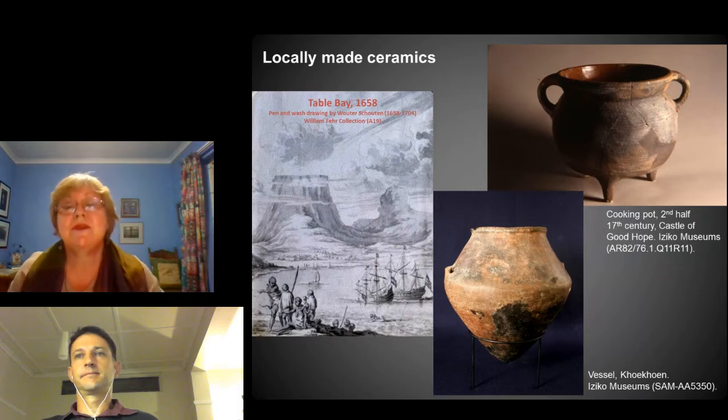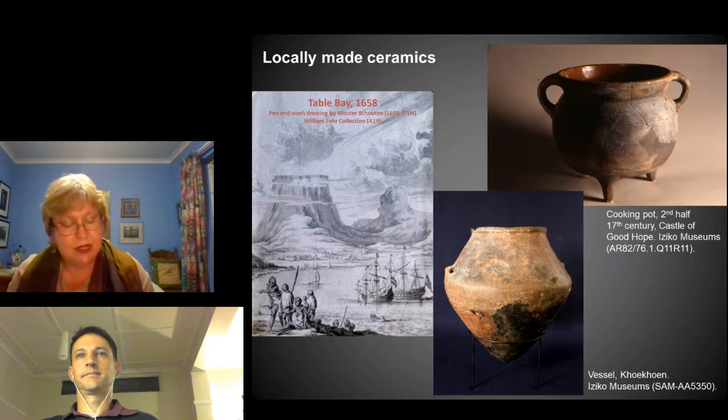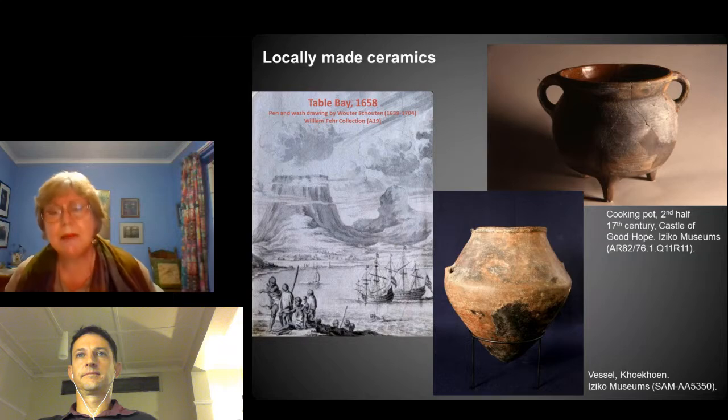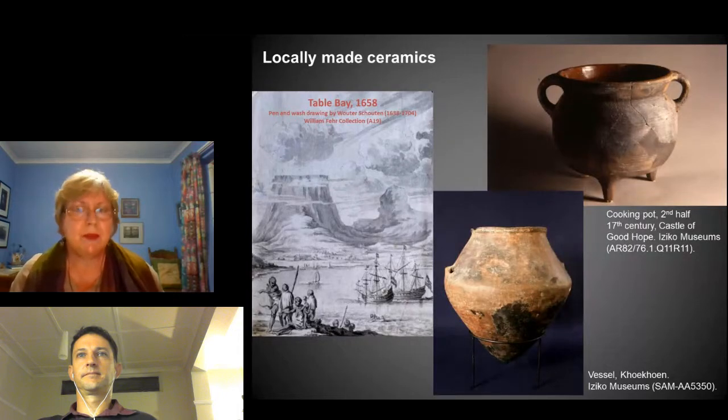And he wrote in 1663 to the Batavian authorities saying that he is in dire need of pottery and of potters, and that potters should be sent here. From 1665, it was recorded that pottery was made, such as the cooking pot that was excavated at the castle, illustrated here. And it was immigrant European potters that started the earthenware pottery production here at the Cape, and they continued right through the VOC period to about 1790. So this is what happened locally when the first colonial arrivals took place.